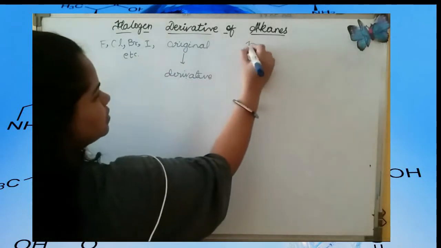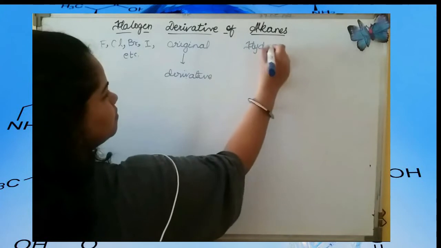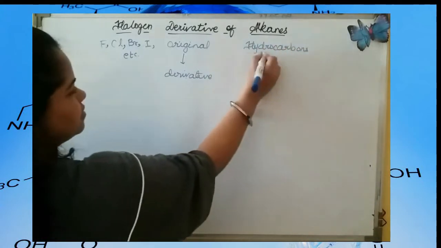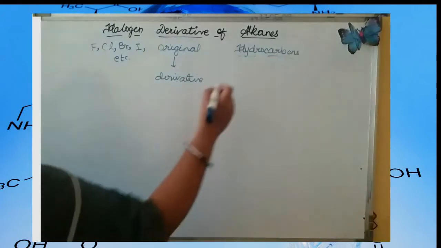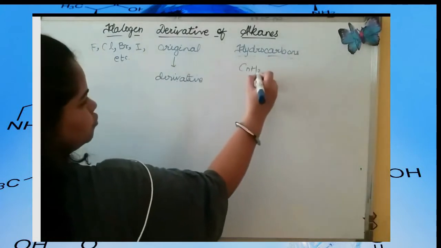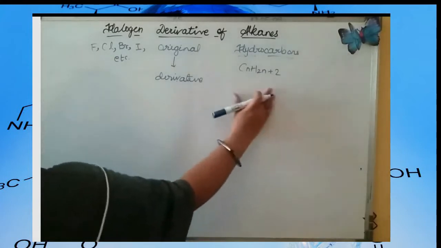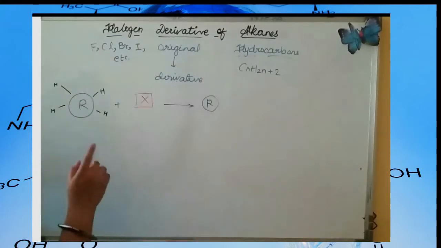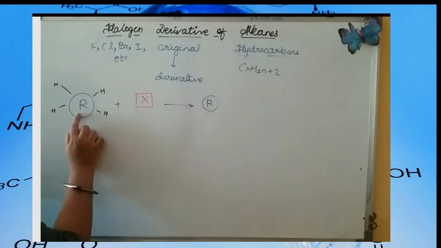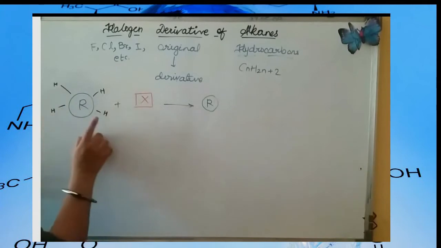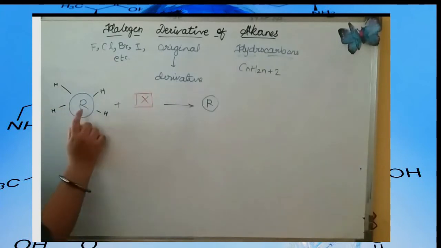Alkanes are basically nothing but hydrocarbons which contain hydrogen and carbon. The formula is CnH2n+2. What do you mean by halogen derivative of alkanes together? What happens here is, this R represents an alkane. I am just taking an example. There are 4 H connected to this alkane.